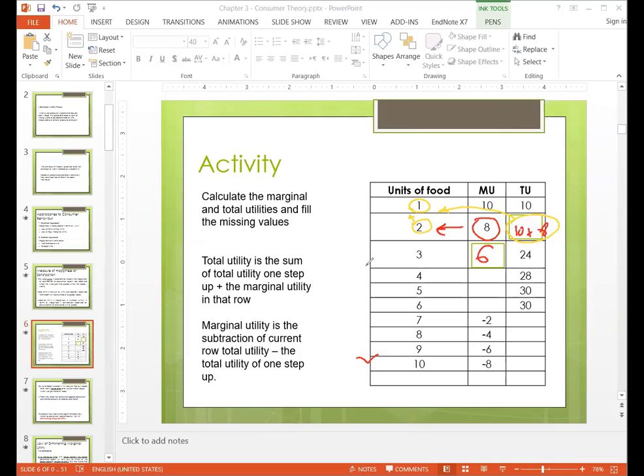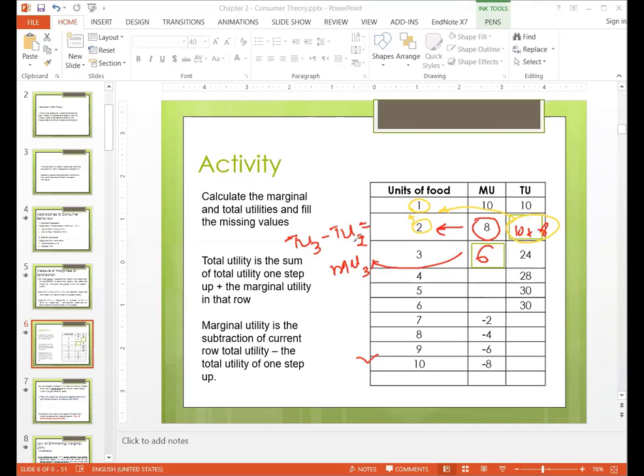So how do we calculate it? I will write a formula here. Total utility at the third item minus total utility at the second item is equal to marginal utility at the third item. So I did 24 minus 18 is equal to 6. Okay, this way you can calculate.